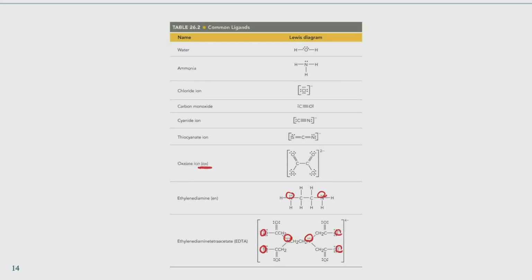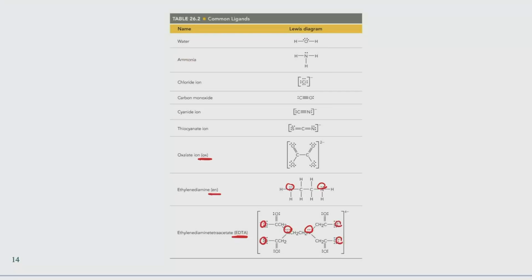So some of our shortcuts: OX, EN, and EDTA for oxalate, ethylene diamine, and ethylene diamine tetraacetate. So do we have to memorize those ones, the ones other than EDTA? You should recognize the name. I'm not 100% sure if you need to know the formula. It would probably be a good idea to recognize the formula for ethylene diamine and oxalate. Oxalate's easy, C2O4, 2 minus.